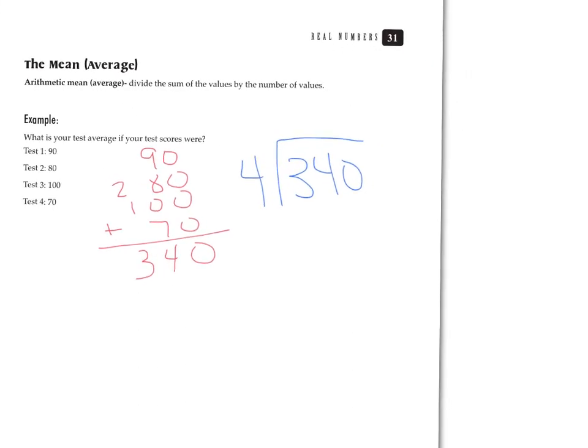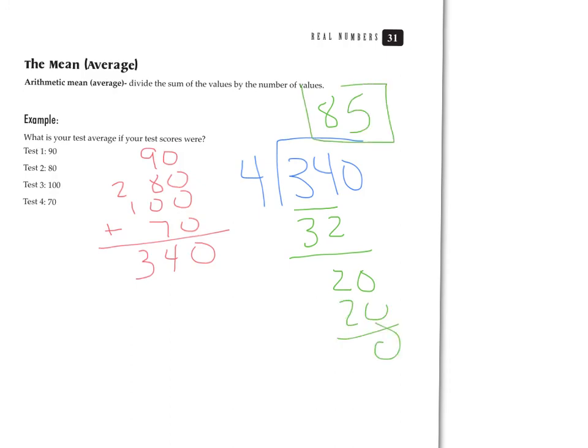What do we get when we do that divide? 4 goes into 34 8 times. That makes 32. Subtract, bring down, 4 goes into 20 5 times with no leftovers. So it looks like our average test score here is 85.